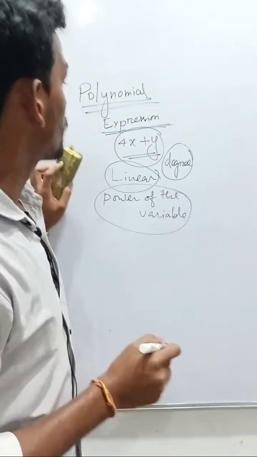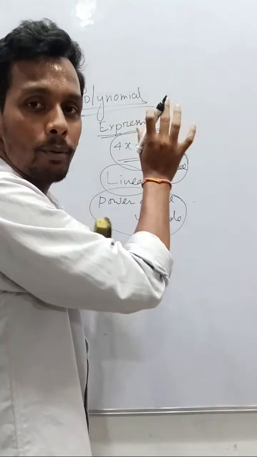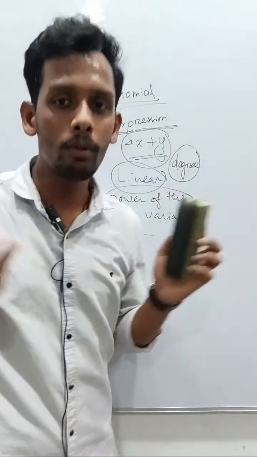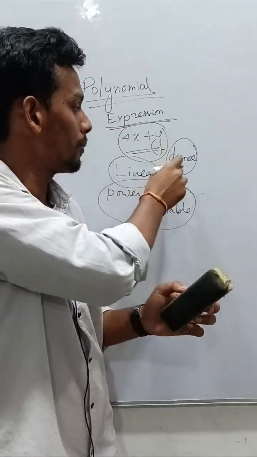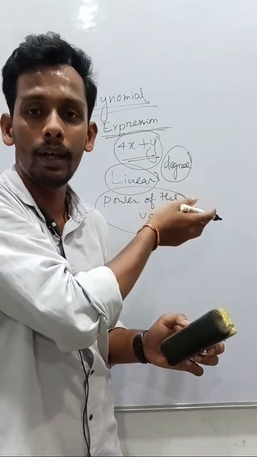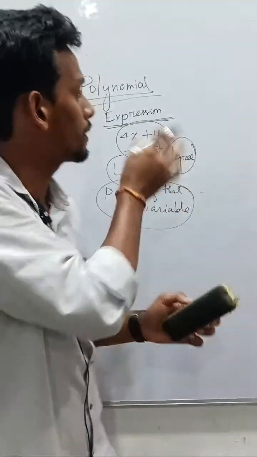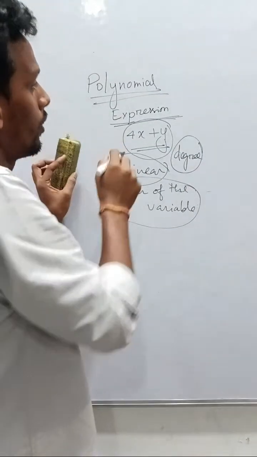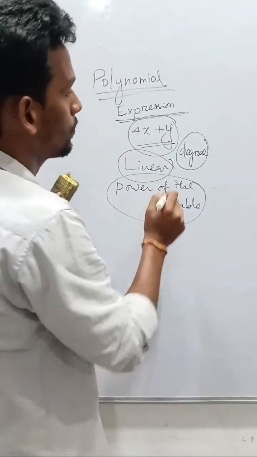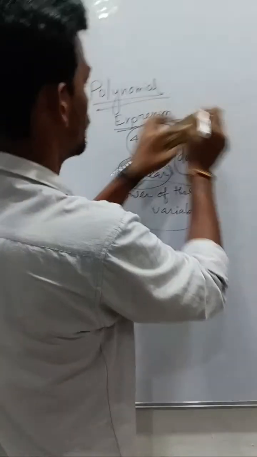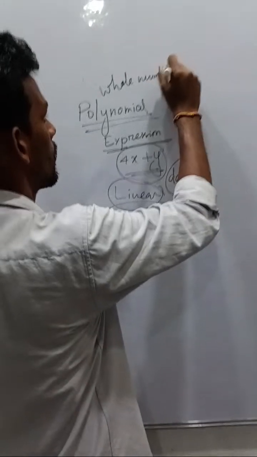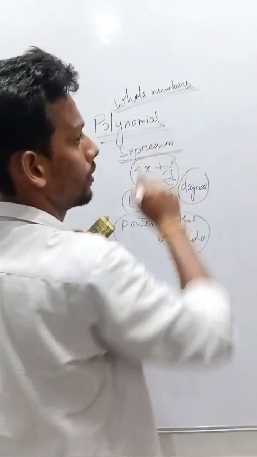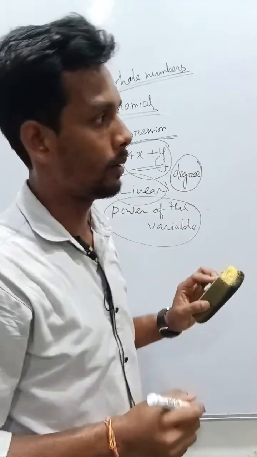Now see, what is the definition of polynomial? Polynomial is a combination of power, power means degree, then variable, constant, this type of things combined make a polynomial, and the degree should be whole numbers.